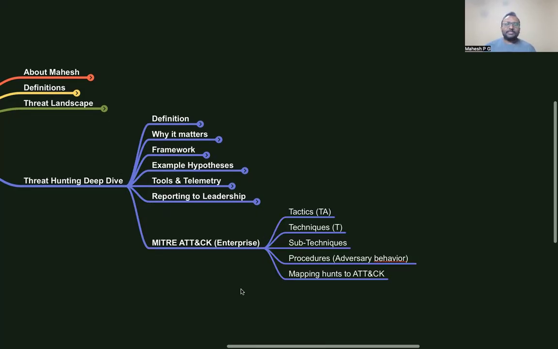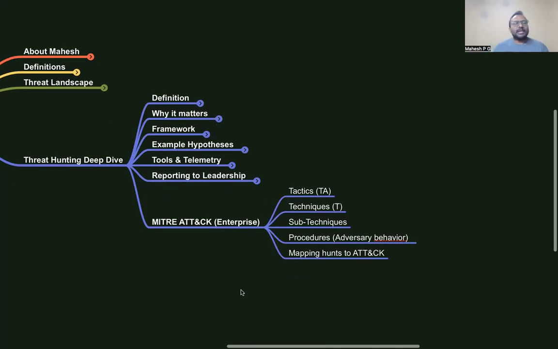MITRE ATT&CK is one of the major things used in the organization to detect various types of threats. There are a few things. One is tactics: the tactic is the goal of the attacker. Techniques are how the attacker gets to that goal. Then there are sub-techniques, then procedures, the adversary behavior for that particular technique, and the mapping of hunts to the attack.